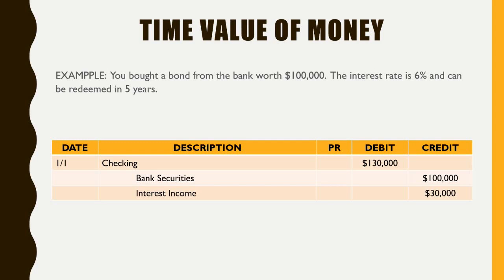So I am redeeming my money 5 years later. I should be collecting $130,000, and I would credit my bank security, and I would also credit interest income because I earned interest on top of it. So this is an example of how our dollar that we invested originally, $100,000, fast forward 5 years, we'd be able to generate $30,000 on top of that.